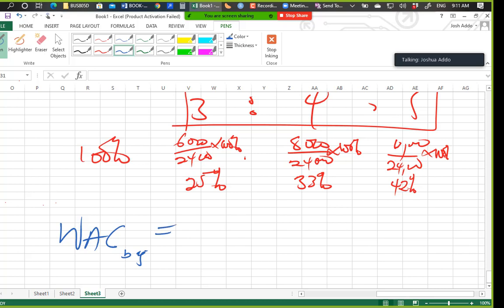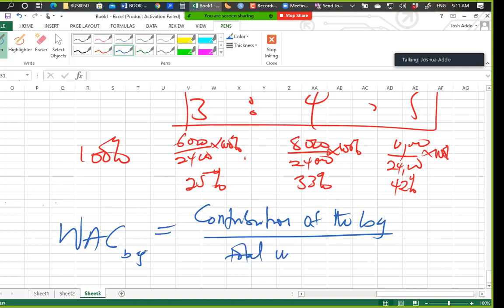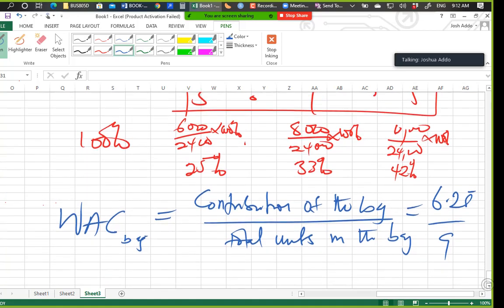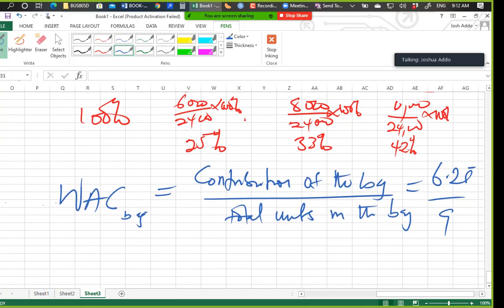We did the contribution of the mix or of the bag divided by total units in the bag, and that was 6.25 divided by 9, which gave us that. This was the weighted average contribution, which will make us get the physical quantities or the physical bags. The weighted average contribution for the bag.